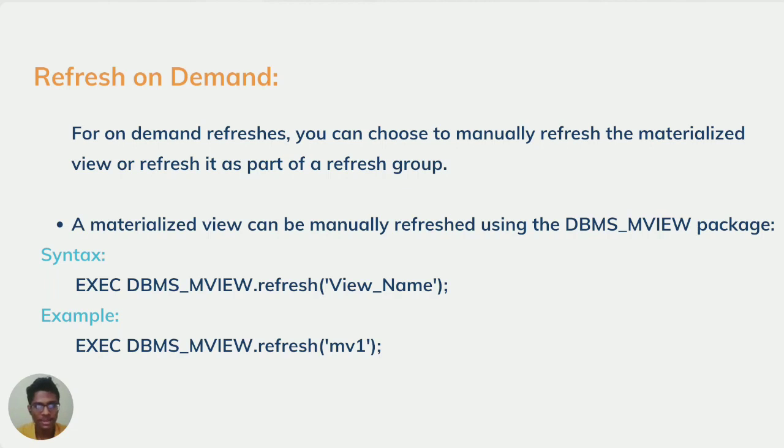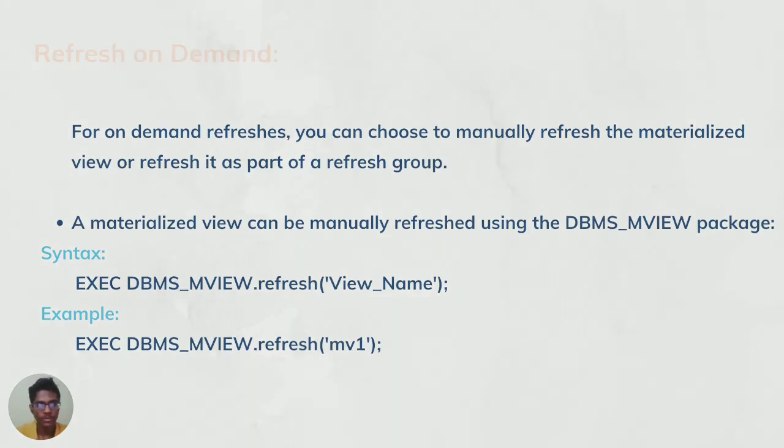is a package, and refresh is a function. This is an inbuilt procedure; we write it like this only. Here we give our view name. For example, for our materialized view, I gave: execute dbms_mview.refresh mv1. Here mv1 is our materialized view name. Then it will refresh immediately.